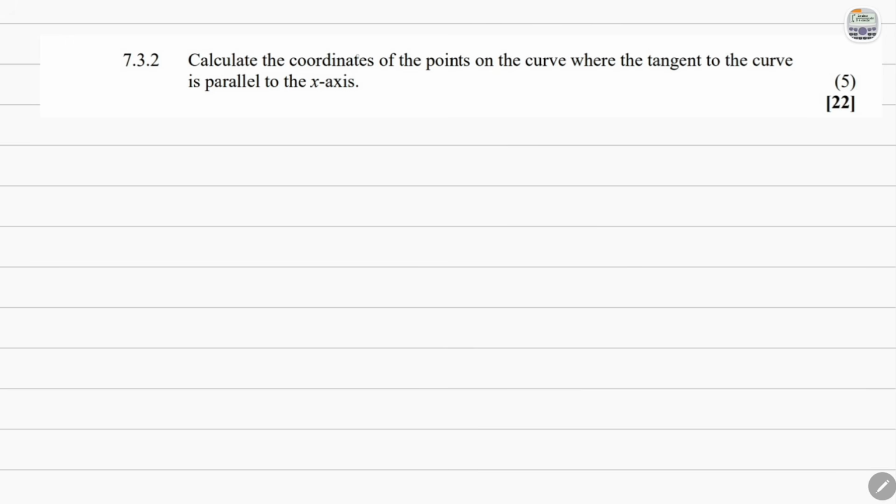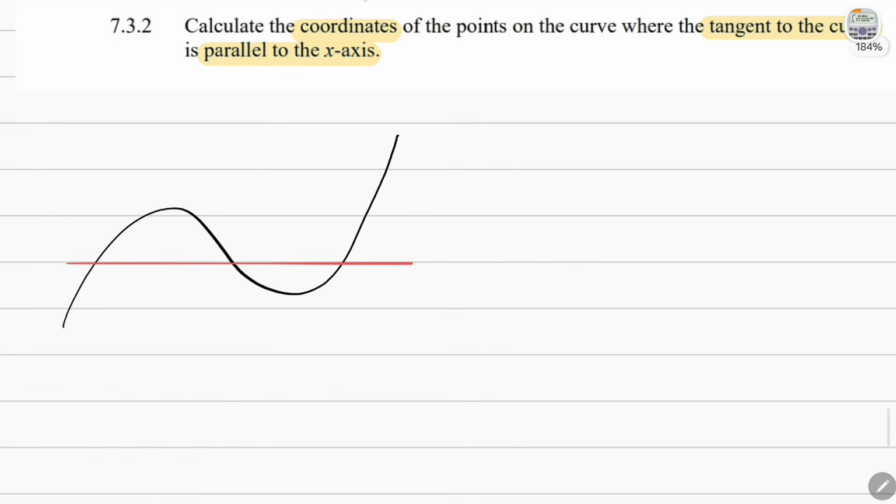So they want us to calculate the coordinates of the points on the curve where the tangent to the curve is parallel to the x-axis. So on this curve, where do we have the tangents being parallel to the x-axis? We know the x-axis looks like this. So where can you ever have tangents parallel to this x-axis? Well, think about that. If it's parallel to the x-axis, we can even just carry this line parallel to the x-axis and move it all through.